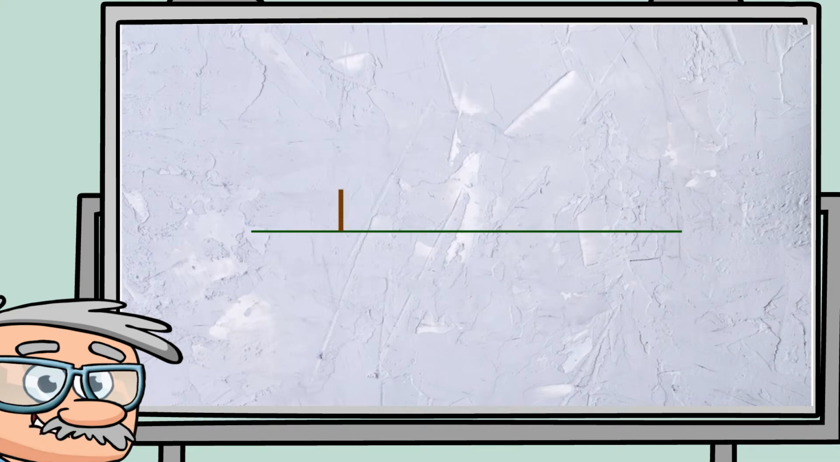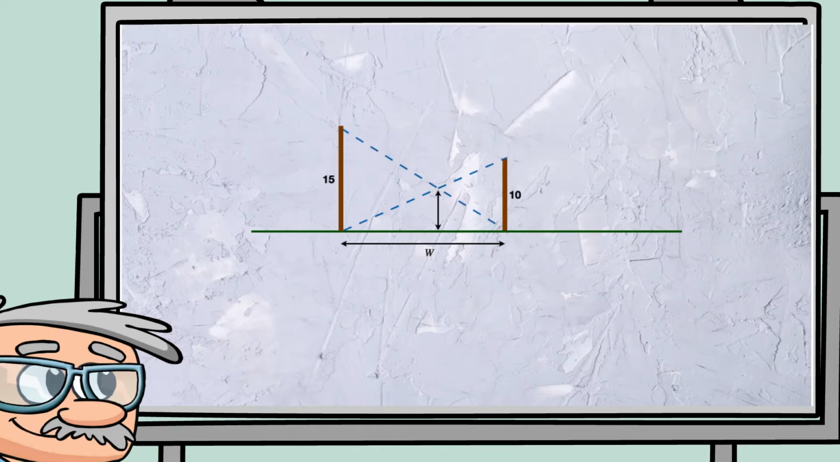Here is the first puzzle. 2 brown upright poles of different heights are separated by W meters. The top of each pole is joined to the bottom of the opposite pole with an elastic cord, as shown in the dotted lines linking the poles. We can assume the cord doesn't sag. The height where the cords meet is a distance we will call h above the ground.